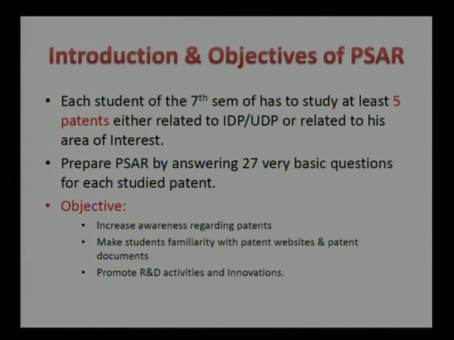First part is introduction and objective, why we are doing this patent search and analysis report generation activity. GTU has first time launched this activity. In this, every 7th SEM student has to study 5 different patents related to his IDP, UDP, or related to his area of interest. After studying each patent, student has to answer 27 different types of very basic questions for each studied patent and generate its report on web.